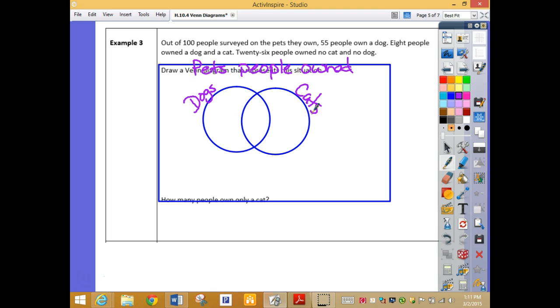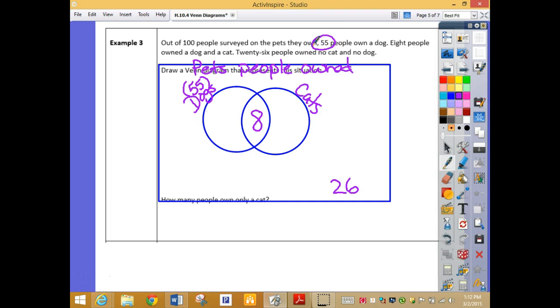Total of 55 people owned dogs. So right here in the dog zone, we know that that circle has to be 55. 8 people owned a dog and a cat. Where do I put that? Right in the middle. 8 people owned a dog and a cat. 26 people owned no dog and no cat. Where's that at? That goes in our universe. That's because it's not indicated on our Venn diagram. All right? So we have 26 people here in the universe that did not own anything out of those total people we talked to.